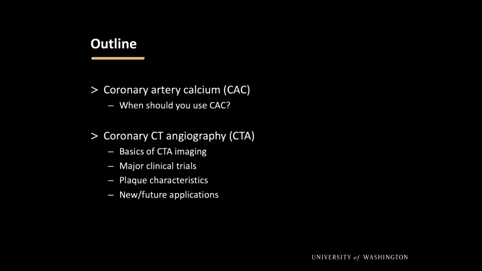So for the outline of the talk, I wanted to start by talking about coronary artery calcium and focus on coronary artery calcium for the asymptomatic patient for risk stratification. And then the second part of the talk is going to be on coronary CTA for the symptomatic patient with stable chest pain, and touch on basics of CTA imaging, the clinical trials, go over some of the plaque characteristics from CTA, and then at the very end, briefly talk on some new and future applications of CTA.